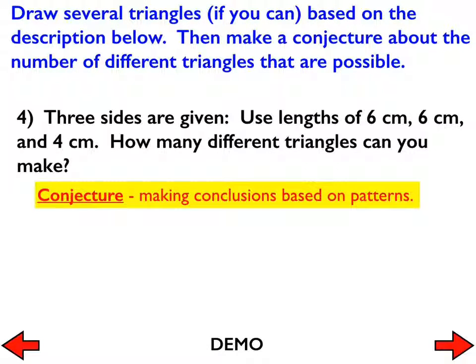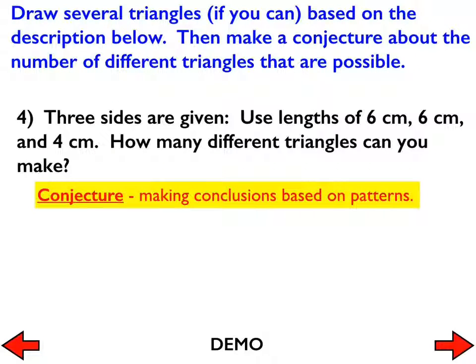Number 4, please draw this. This time I'm giving you 3 sides, 3 pieces of information. A 6 centimeter side, another 6 centimeter side, and a 4 centimeter side. Make that into a triangle. Draw lightly because you will probably have to erase. They're not straws that you can move around. They're pencil lines that you need to make match.